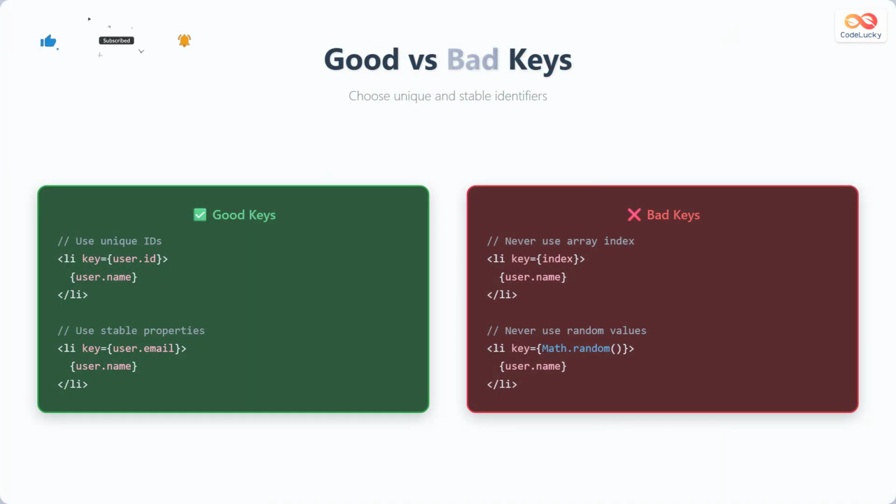Let's take a look at some examples of good and bad keys in React. On the left, you will see examples of good keys. You should always use unique identifiers such as user ID or stable properties, such as user email as keys. On the right, you will see the examples of the keys that are considered bad. Never use array index as keys, and never use random values. Using these can lead to unexpected behavior and performance issues in your React applications.